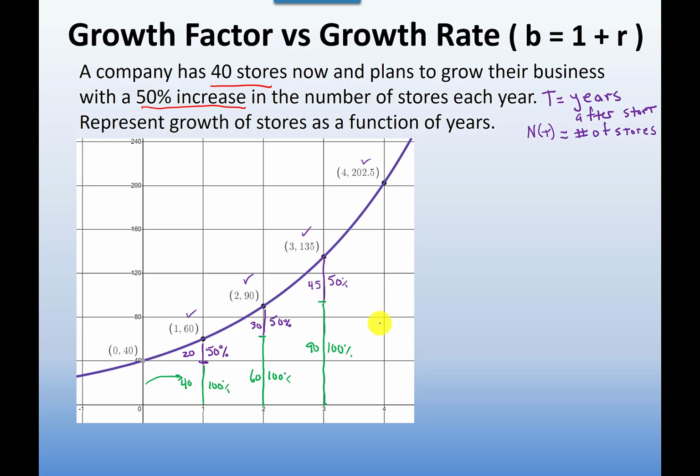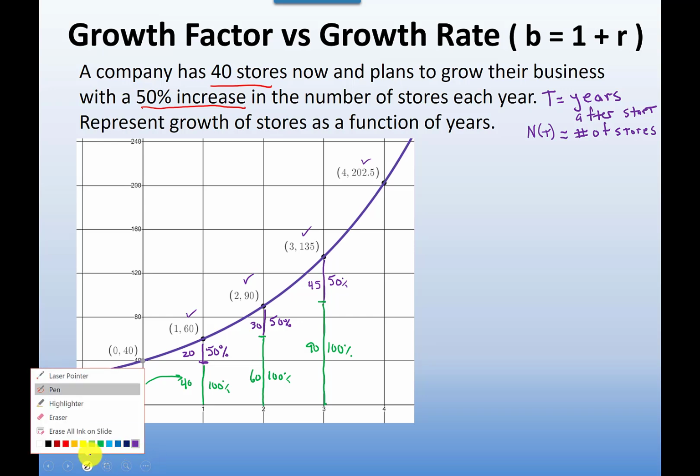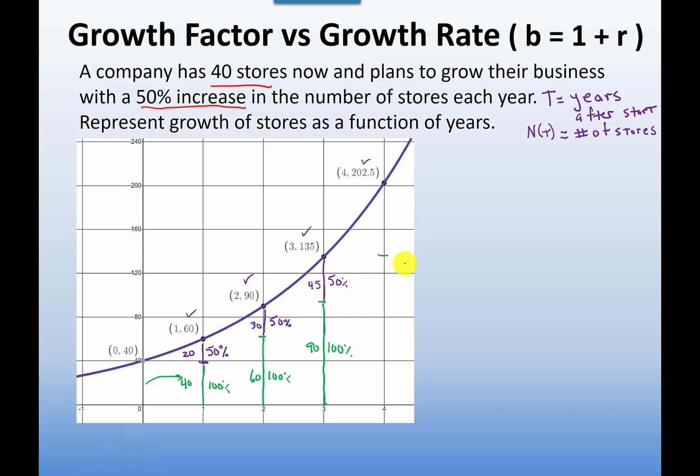Okay, so hopefully you're starting to see the idea. Last one. In the fourth year, we're keeping 100% of the previous year. So we had 135 stores last year, and we're keeping all 100% of them. But we're also going to grow. And we're going to grow by increasing 50% of those 135 stores, which turns out to be 67.5 new stores.